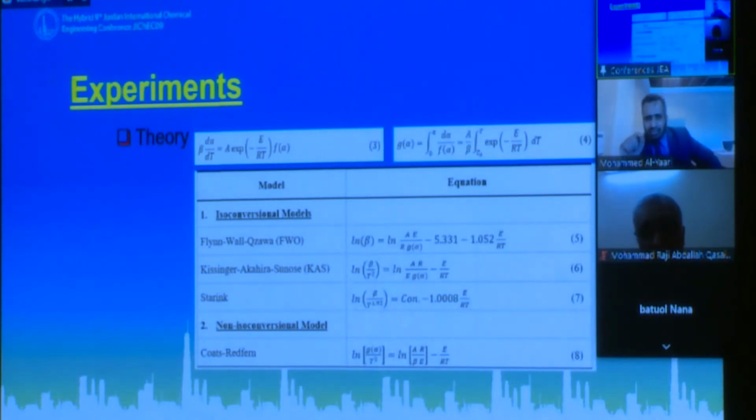For the isoconversion models, FWO, KAS, and Starink, I used them to obtain the activation energy from the experimental data, and then I used Coats-Redfern to determine the reaction mechanism. After that, I went back to the isoconversion model to obtain the frequency factor from the slope of each equation, as we can see here.